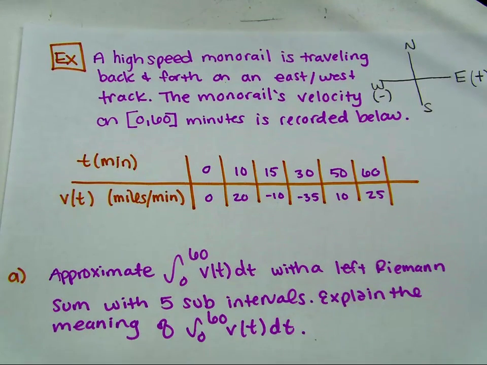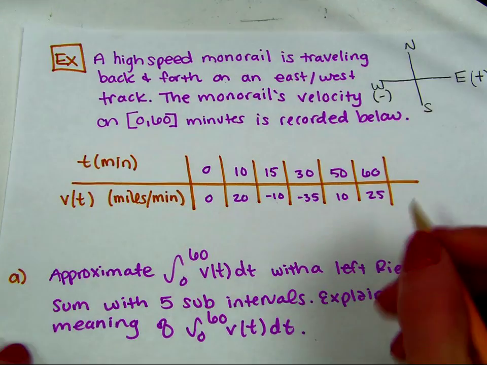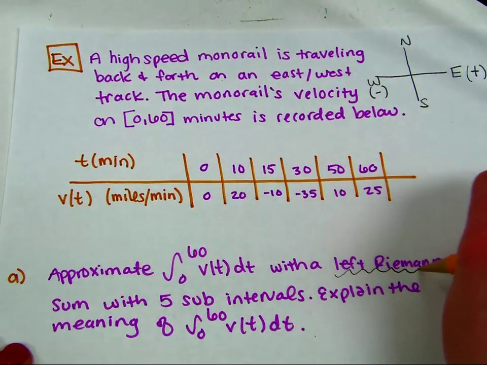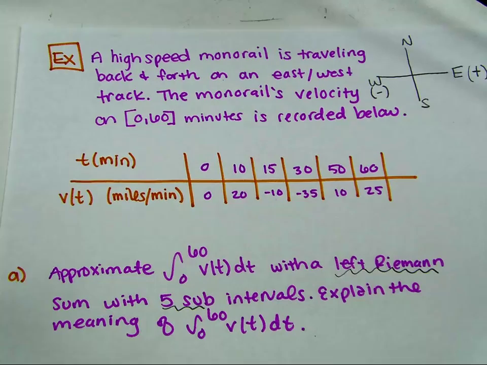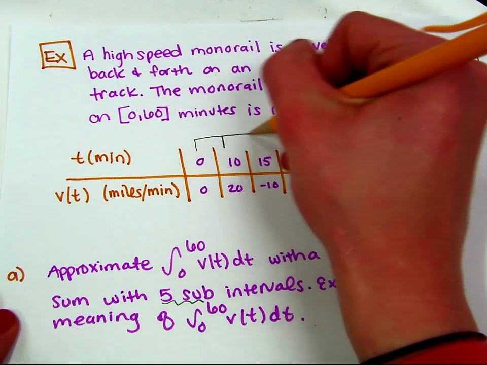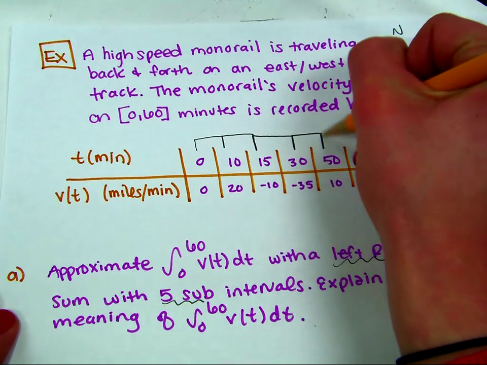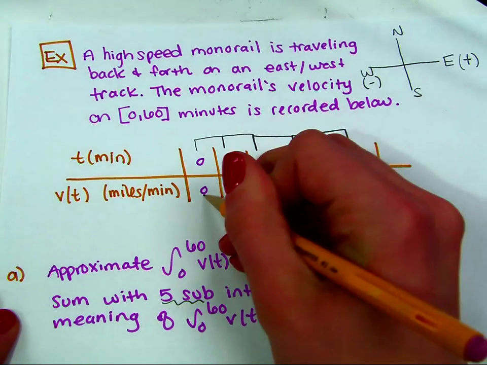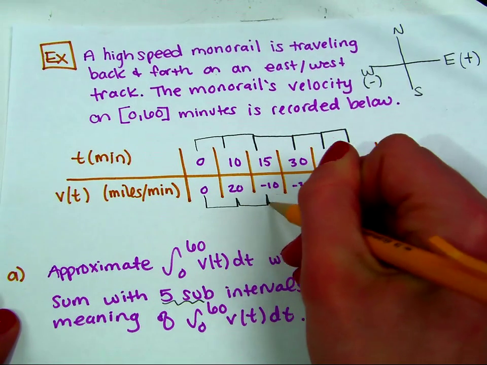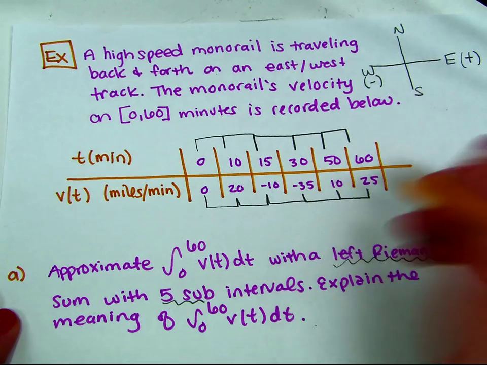So in part A, I have a question here. It says approximate the integral from 0 to 60 of v of t dt with a left Riemann sum, with 5 subintervals. So that should be easy. I would draw in those subintervals. This is 1, 2, 3, 4, 5. Down here I draw them in 1, 2, 3, 4, 5.